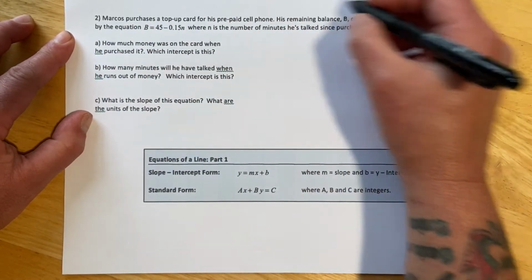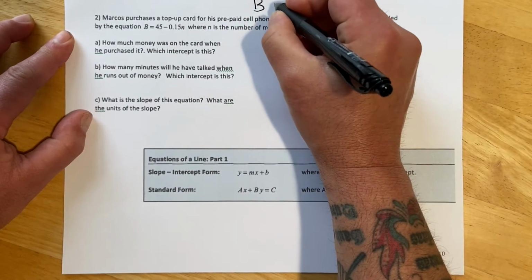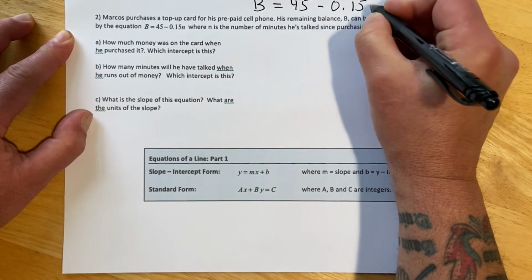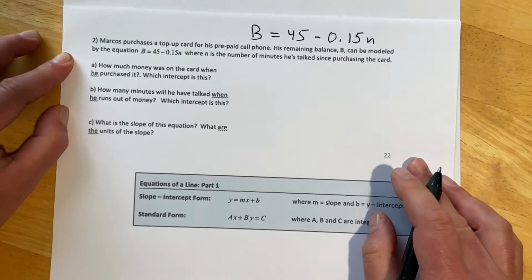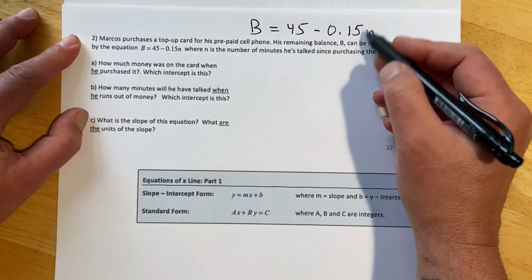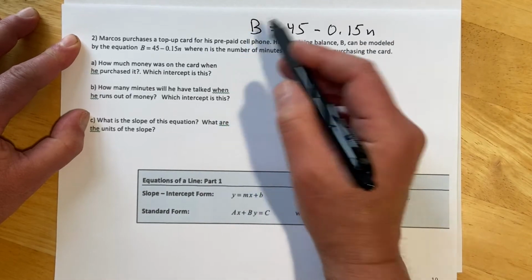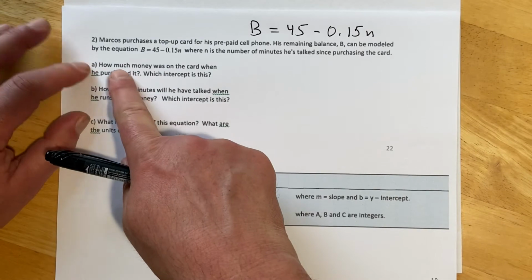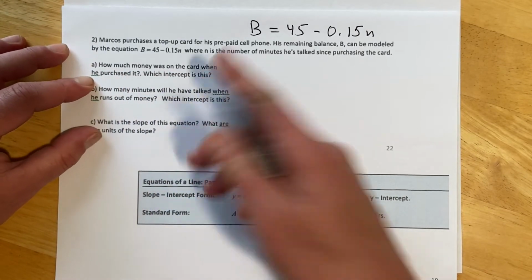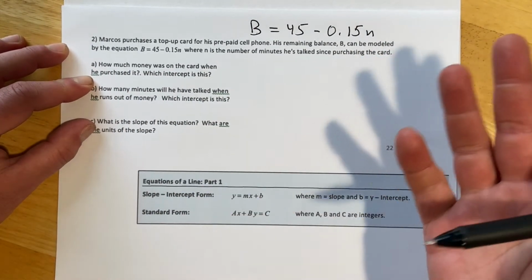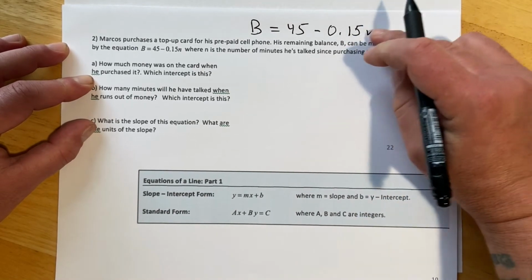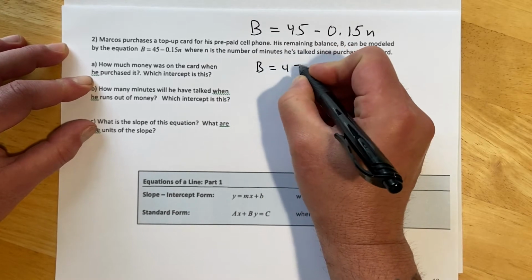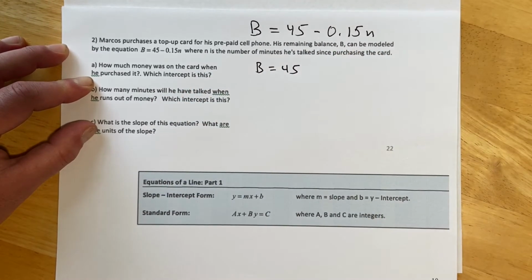So let me write this equation a little bit larger up here so I can point at it. B equals 45 minus 0.15n. So n was the number of minutes he talks, and B is the balance, how much money he still has left on the card. So how much money was on the card when he purchased it? Okay, so when he purchased it, he hadn't talked at all, right? So that'd be 0 for the n, and that would mean B was 45. And so which intercept? That would be the B-intercept.